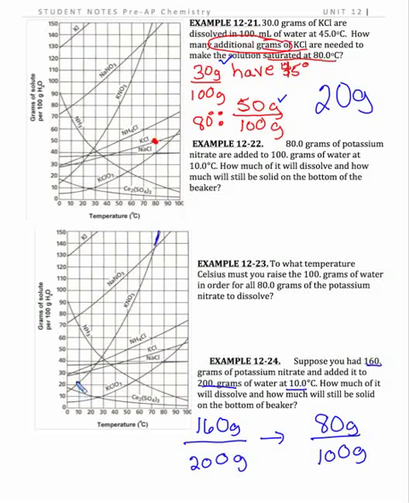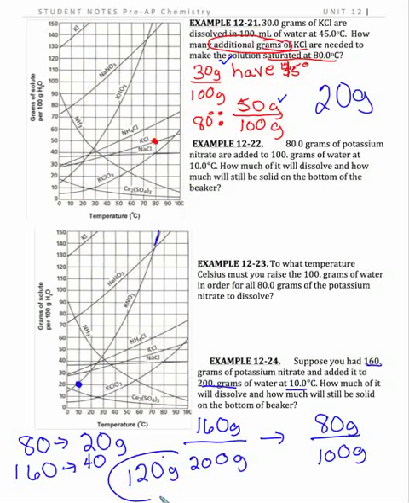But it told me I had 80 grams, so I'm going to go down to 10 degrees and notice that at 10 degrees, only 20 will stay in. So if I went from 80 to 20 grams, in 200 grams, I'd go from 160 down to 40, and that means my answer would be 120 grams would precipitate out. Because 160 minus the 40 gives me the 120.